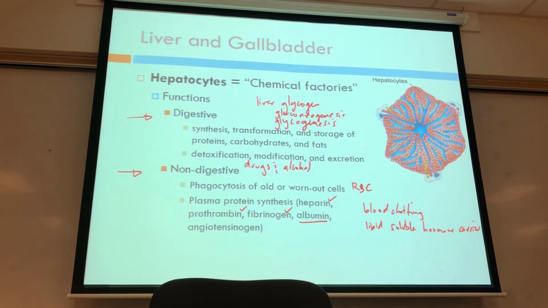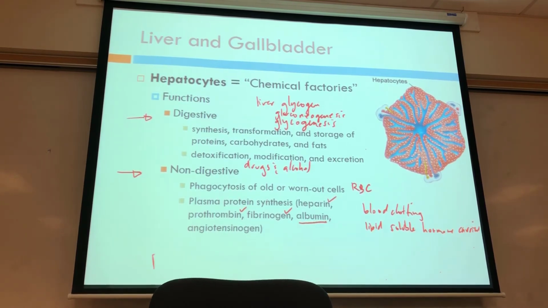The other main thing that we'll talk about on the slide later is the production of bile. And I'll talk about that on the later slide.